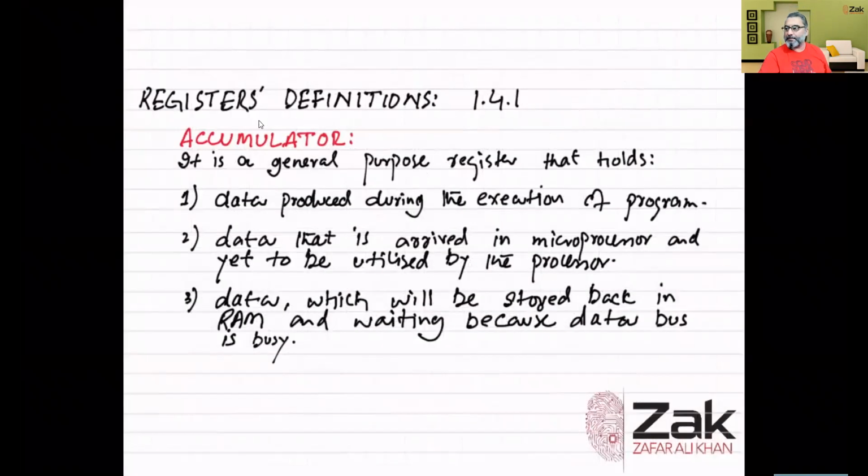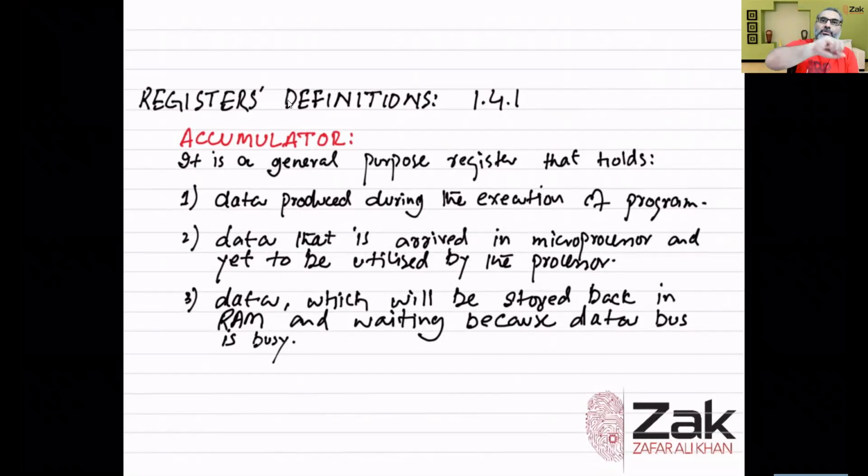Now, registers. Accumulator. I told you that it is a general purpose register that holds the data produced during the execution of the program, the data that has arrived in the microprocessor and is yet to be utilized by the microprocessor, data, not the instruction. Data which will be stored back in the RAM and is waiting because the address bus is busy. Now there is one important thing that I need to talk about. If the MDR, memory data register, has got an instruction in it, then that instruction would go to the CIR. But what if it gets data in it?